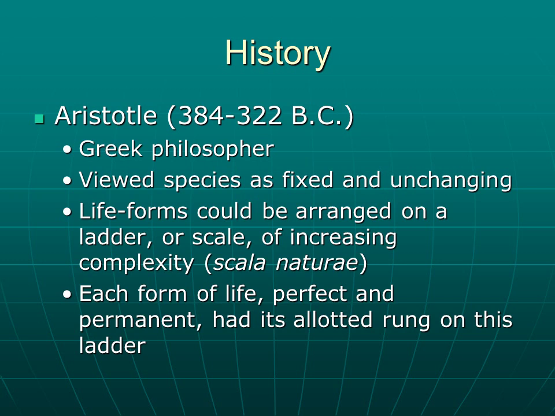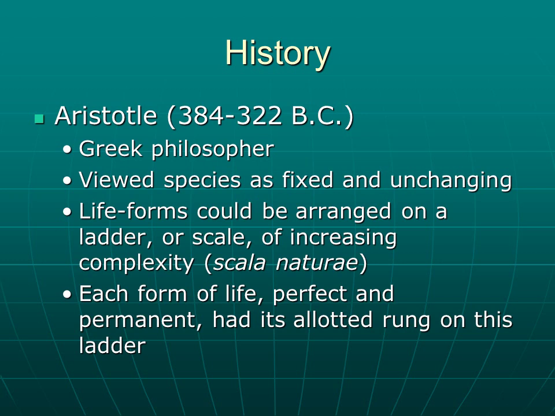The first scientist we're going to talk about is Aristotle, and I think most people have probably heard of Aristotle, but he was around about 384 to 322 BC. Aristotle was a Greek philosopher who viewed species as being fixed and unchanging. They're the way they are now, they've always been that way, and he thought that they were always going to be that way from that point on.